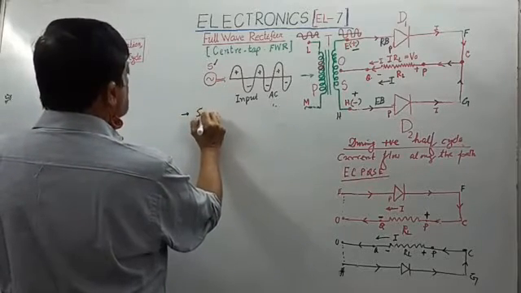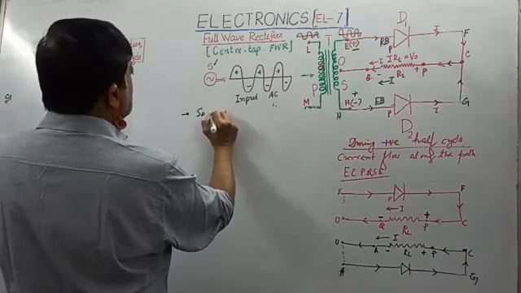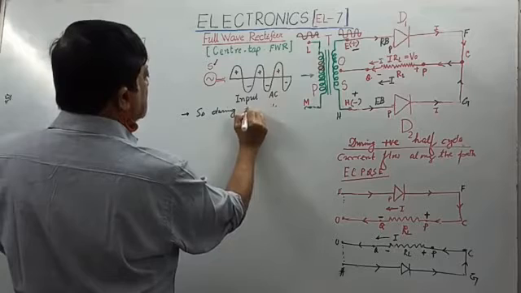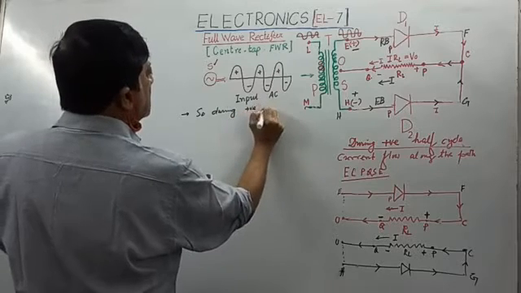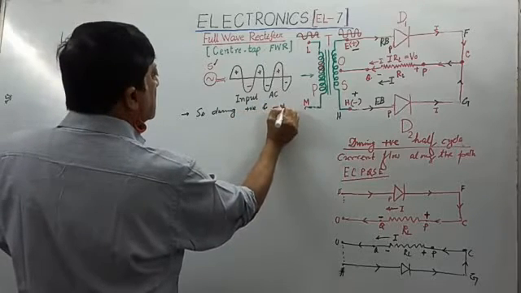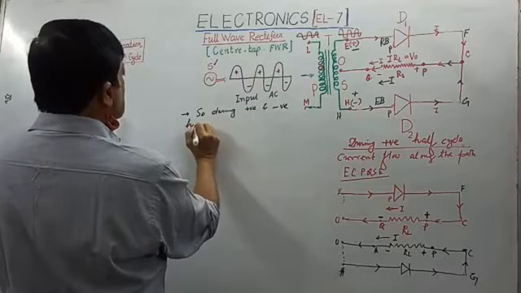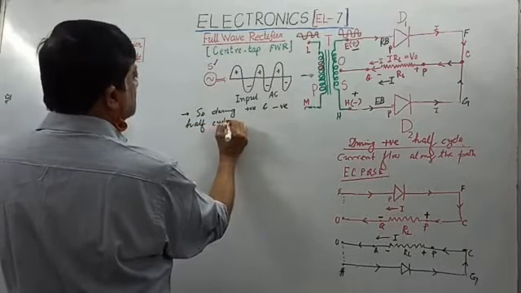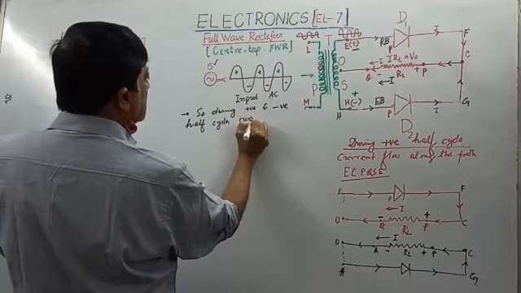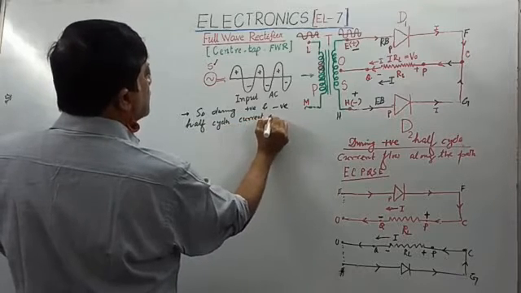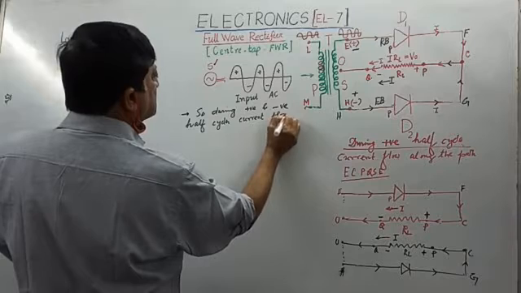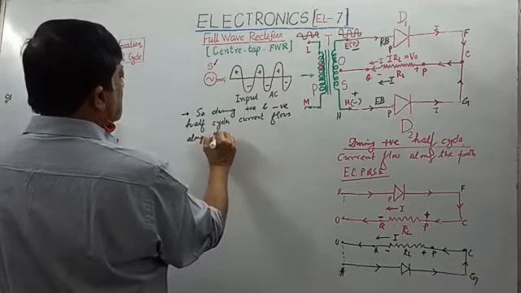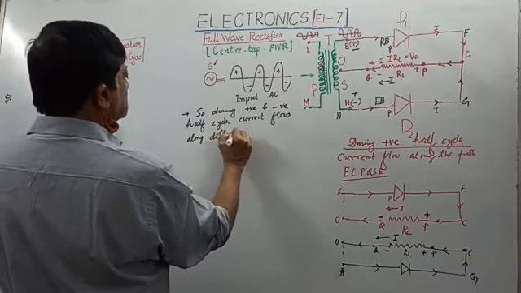So during positive and negative half cycles, current flows along a different path.